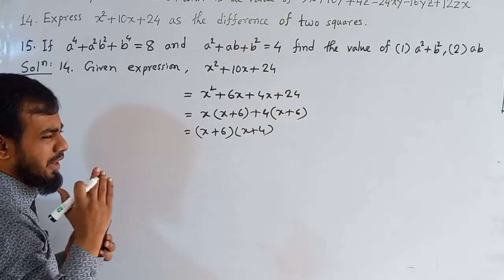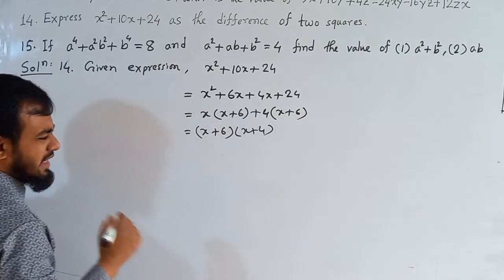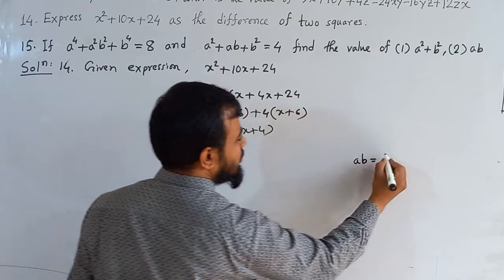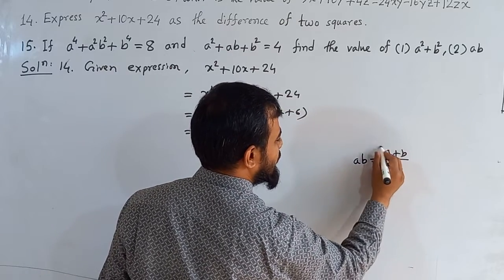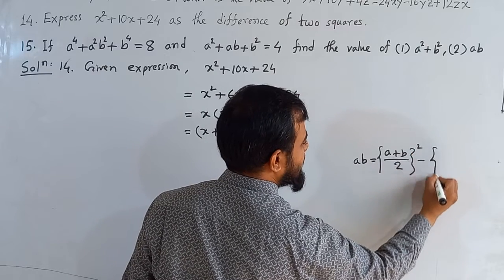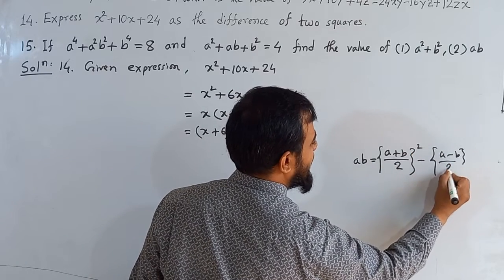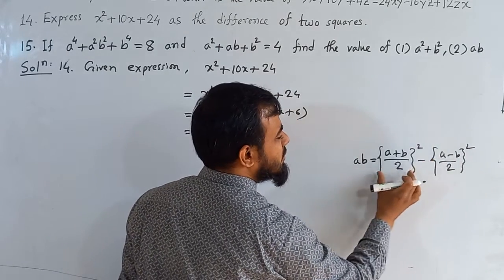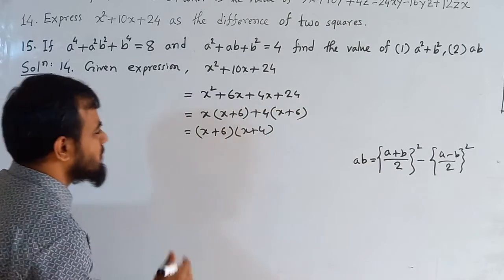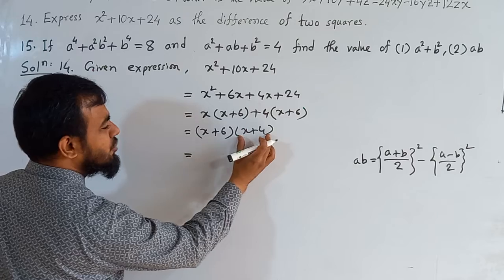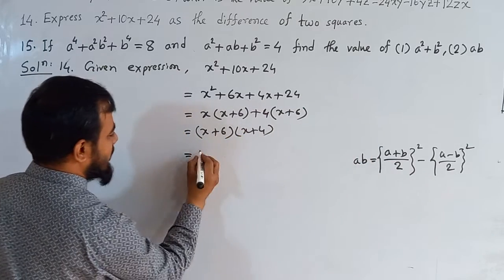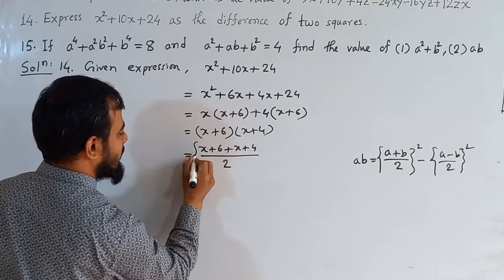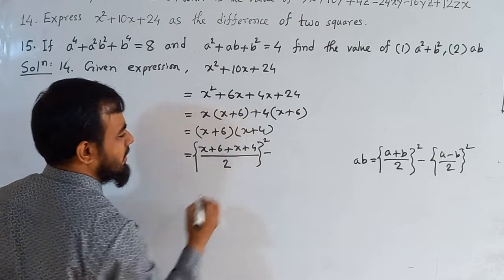After that, we can apply the formula of AB. We know that A multiply B, that means AB equal to what? AB is equal to (A plus B by 2) whole squared minus (A minus B by 2) whole squared. Now we are going to write down this way. This is the difference of the square of two terms, right? Now write it down. Suppose this one is our A, this one is our B. So (A plus B by 2) whole squared, minus sign, A minus B.